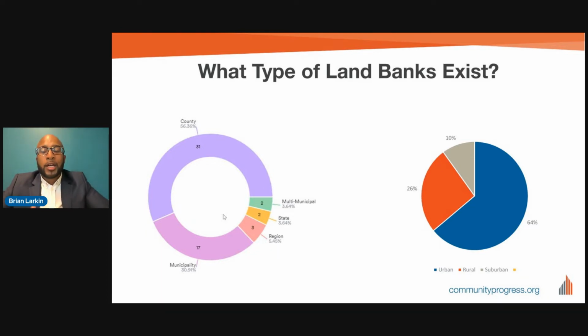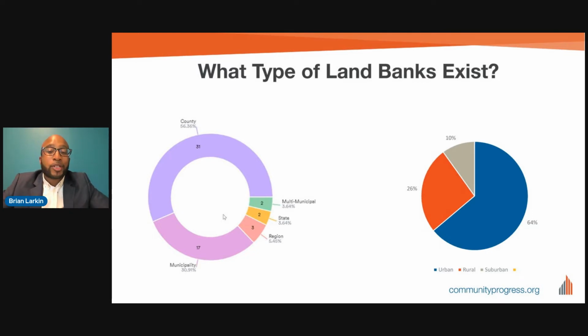Where they occur, if you look at the graph on the right here, the question was asked in land banks, where are the majority of your properties located? So when we're looking at the inventory, and that goes to the previous statement I made, while you may be a countywide or regional land bank, if the majority of your properties are in urban, rural or suburban areas, it's good to know that, because as we're crafting our interventions and trying to identify support, we need to figure out the ways in which to accomplish these goals here.